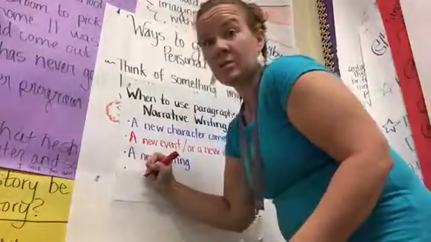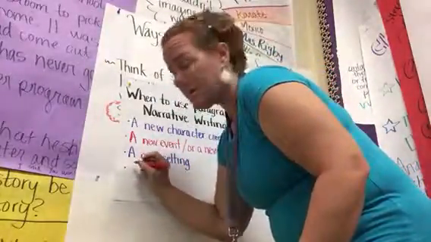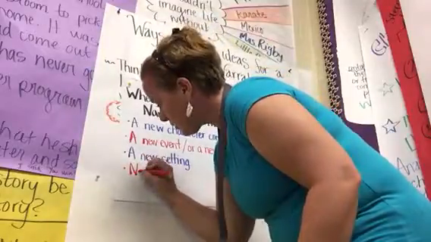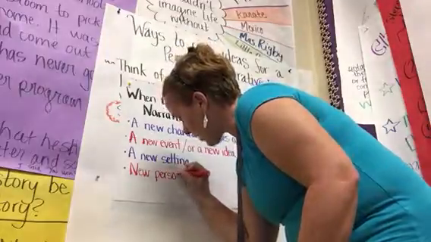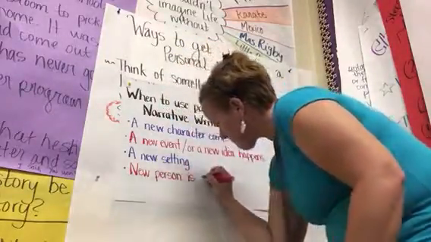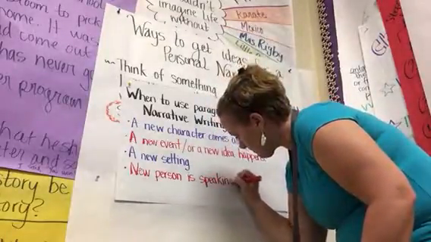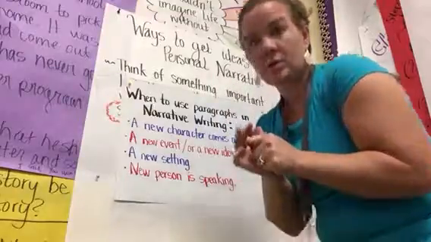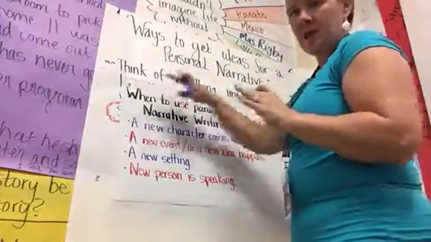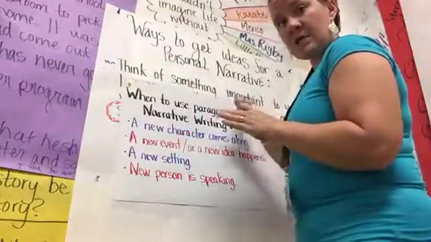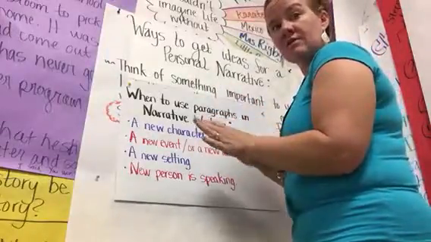When you're using dialogue, and I'm hoping that everyone uses dialogue in their story, anytime a new person is speaking, they get a new paragraph. So anytime a new person is speaking, if someone started speaking and then they have their dialogue and their quotes and then someone replies, that's a brand new paragraph with an indent and new line and everything.